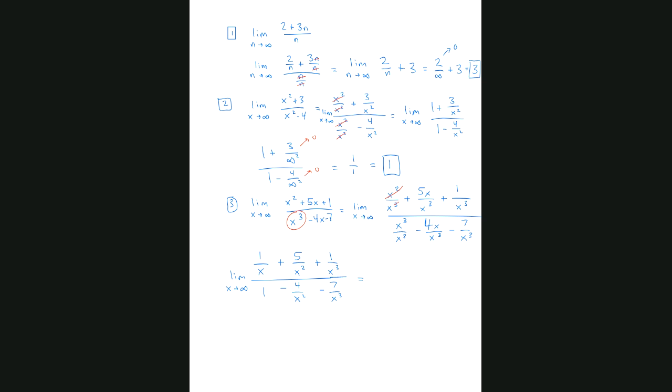So some of these can just be plugged directly in. 1 over infinity plus 5 over infinity squared plus 1 over infinity cubed, and then 1 minus 4 over infinity squared minus 7 over infinity cubed. And it should be clear that by the same reasoning that we had used before, some of these totally disappear because they will become zeros. This goes to 0. This definitely goes to 0, and so does that. This one will go to 0, and so will this one. But the 1 can stay. So, final answer, we're going to get 0 on top and 1 on bottom. The limit of this is 0.